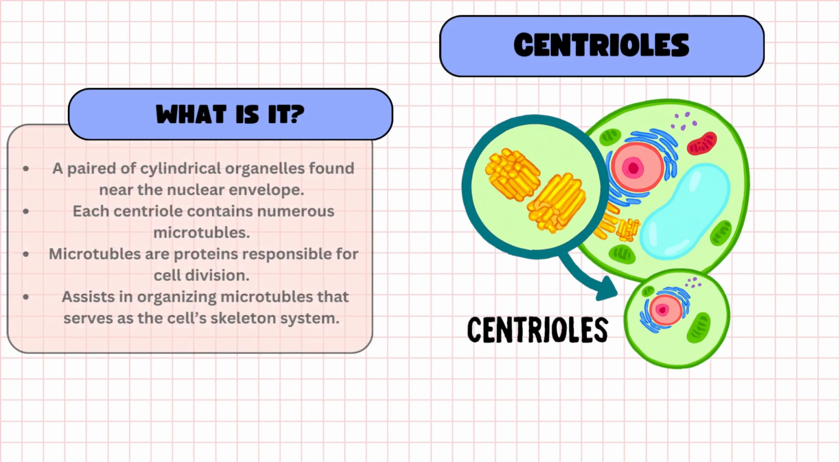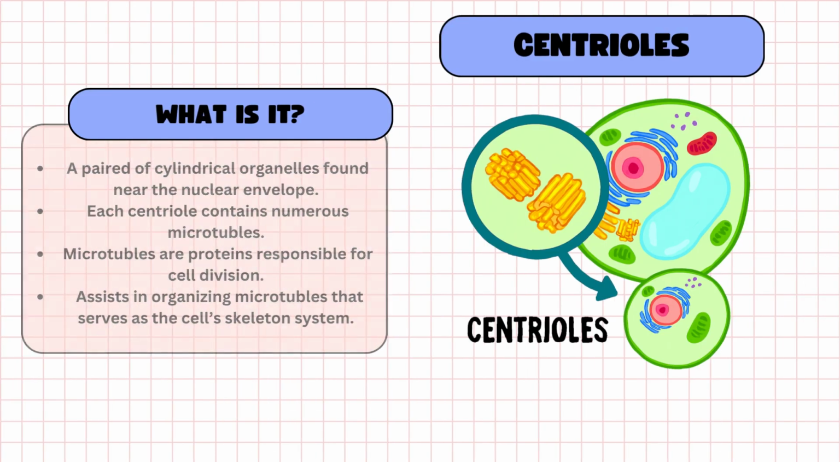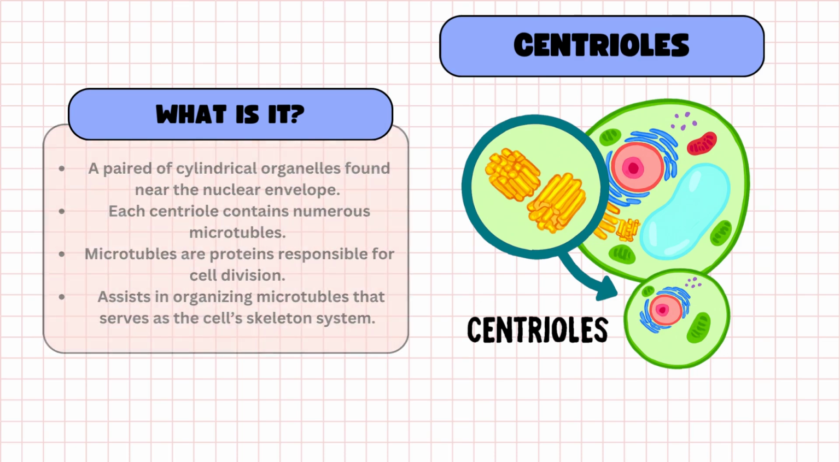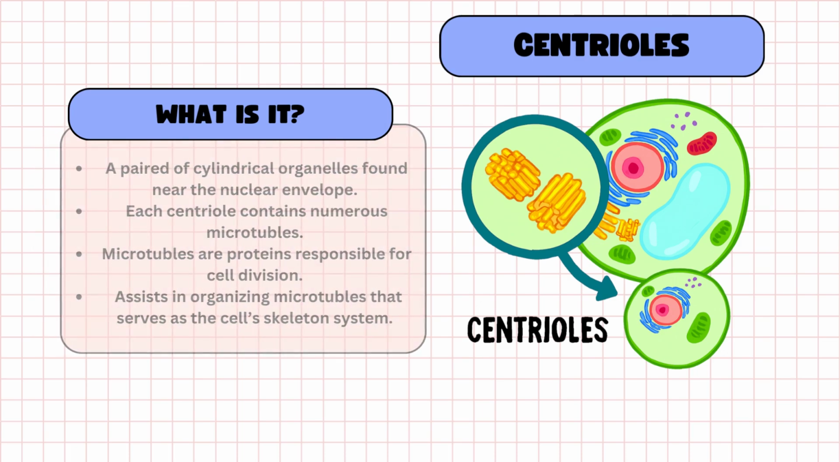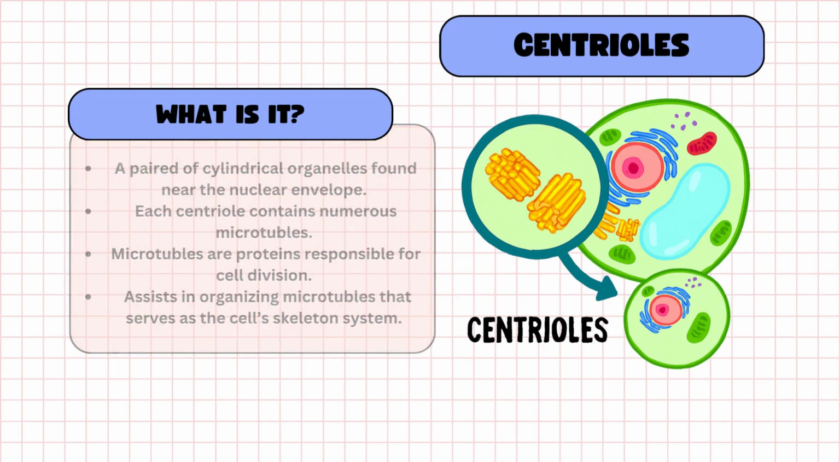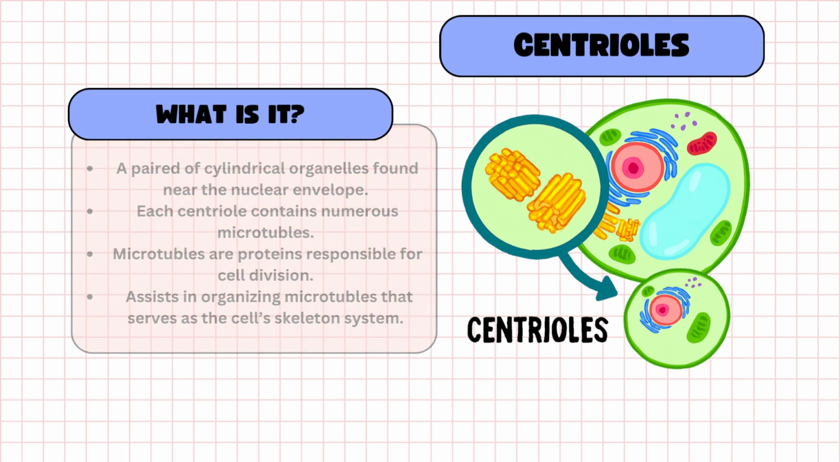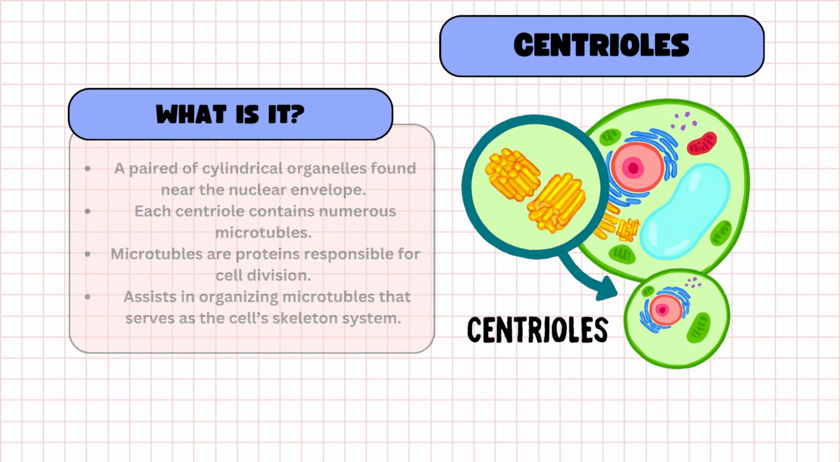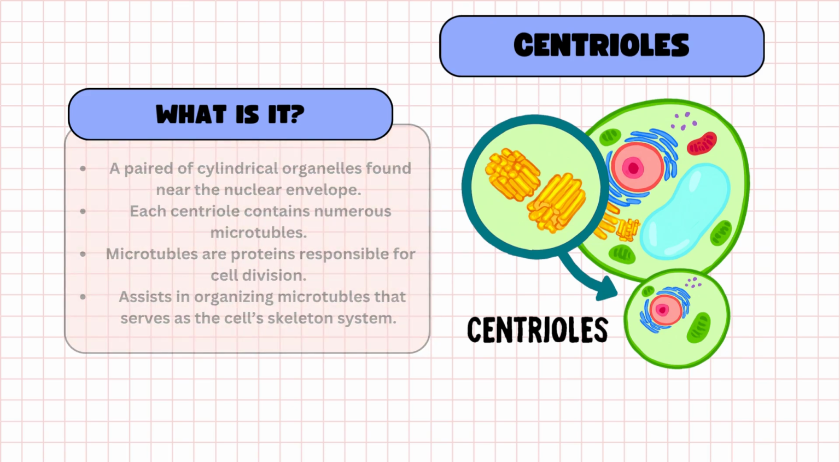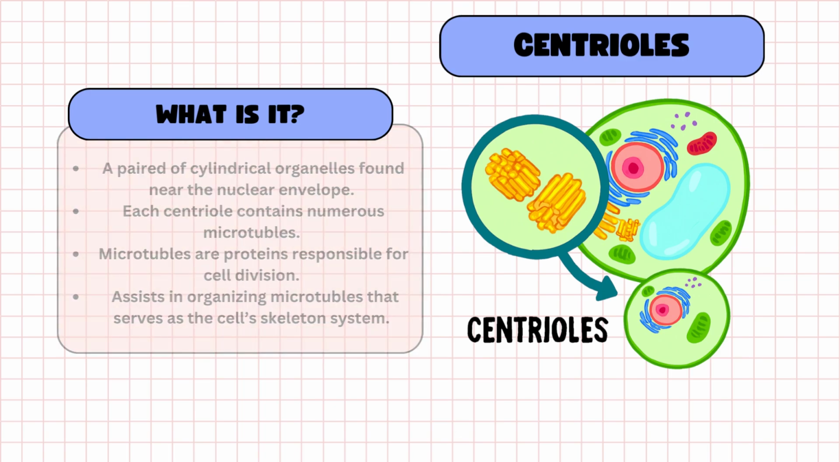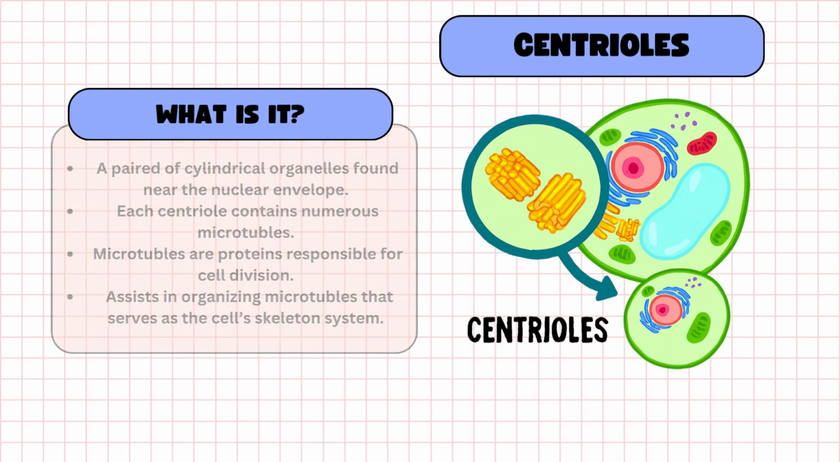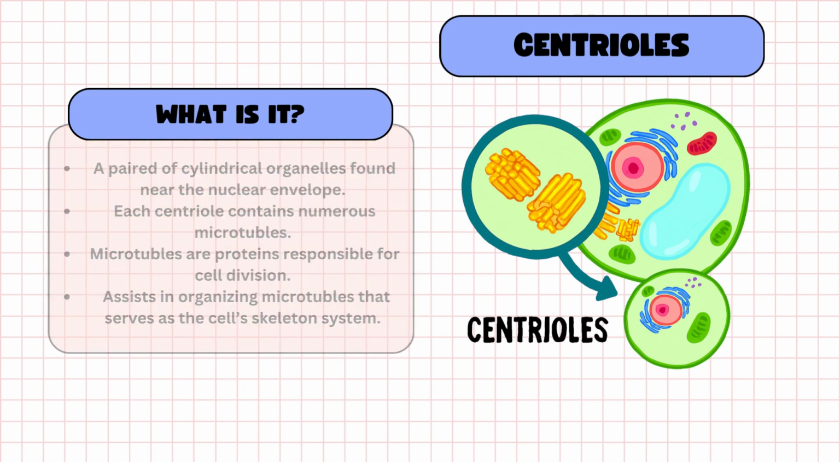Now, the last but not least organelle we have here is the centrioles. It is normally a pair of cylindrical organelles found near the nuclear envelope. Each centriole contains numerous microtubules. Microtubules are proteins responsible for cell division. Here are other facts about these centrioles.